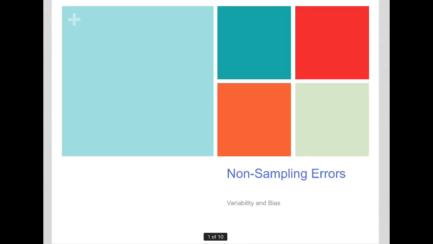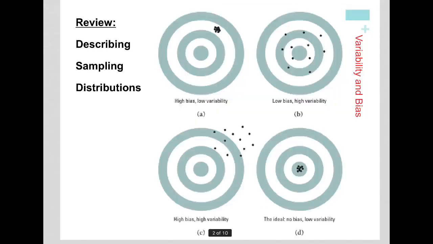Today we're going to talk about other errors that can occur in research besides the sampling errors. But before we do that, we need to go ahead and review some of the things that I noticed you guys were having trouble with on the last video based off your answers in the guided notes.